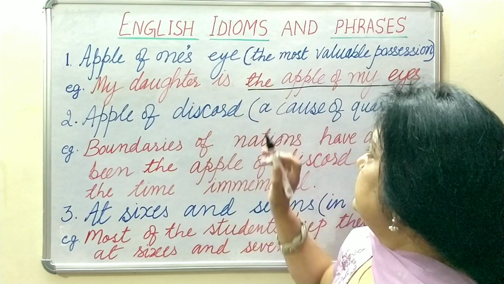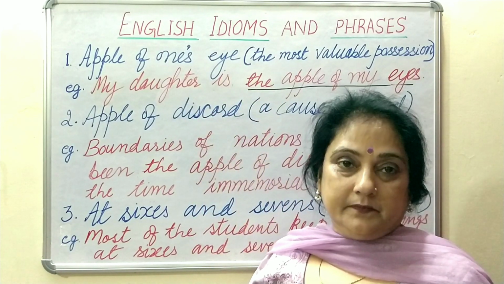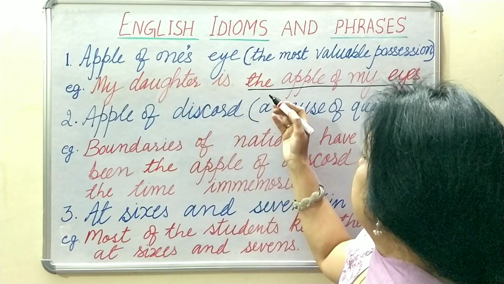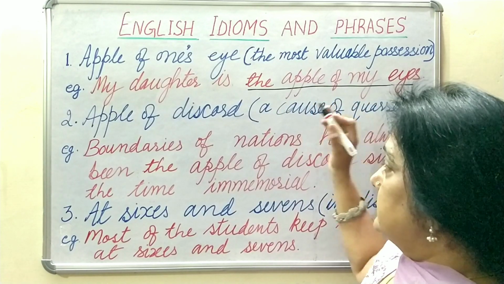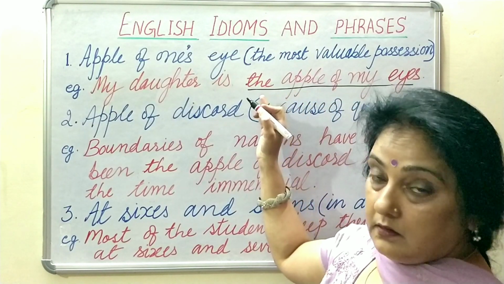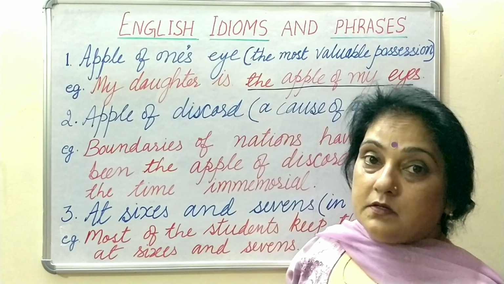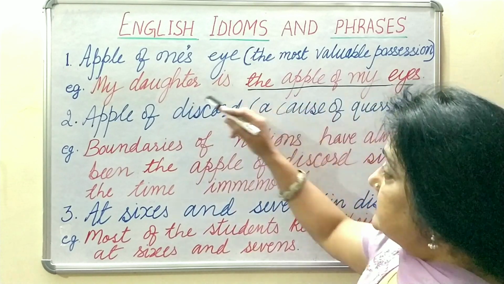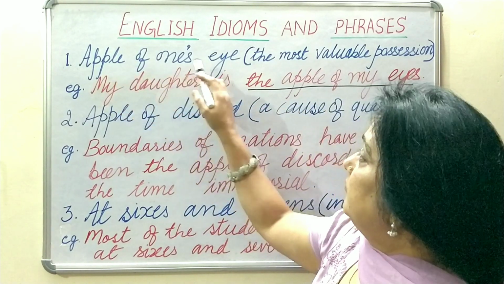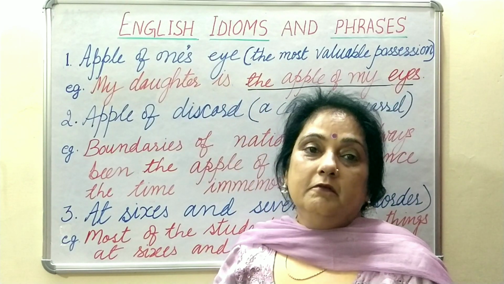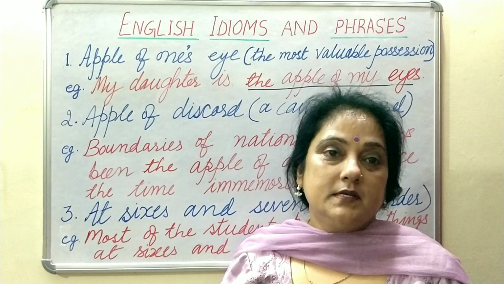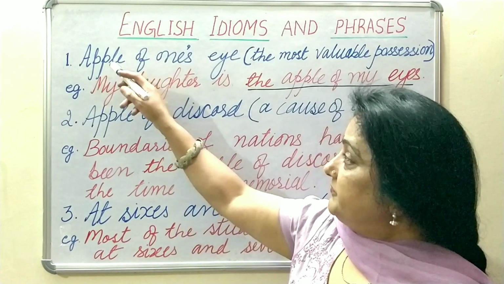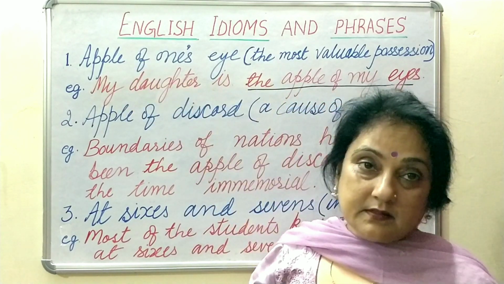Apple of one's eye means the most valuable possession. For example, my daughter is the apple of my eyes. Now here it is "the", not "an". It is something specific. So now we can say that my daughter is the apple of my eyes. So this is the use of apple of one's eye. Now, one very important thing I have to tell you is that we have to cram, we have to learn these idioms as well as their meanings.